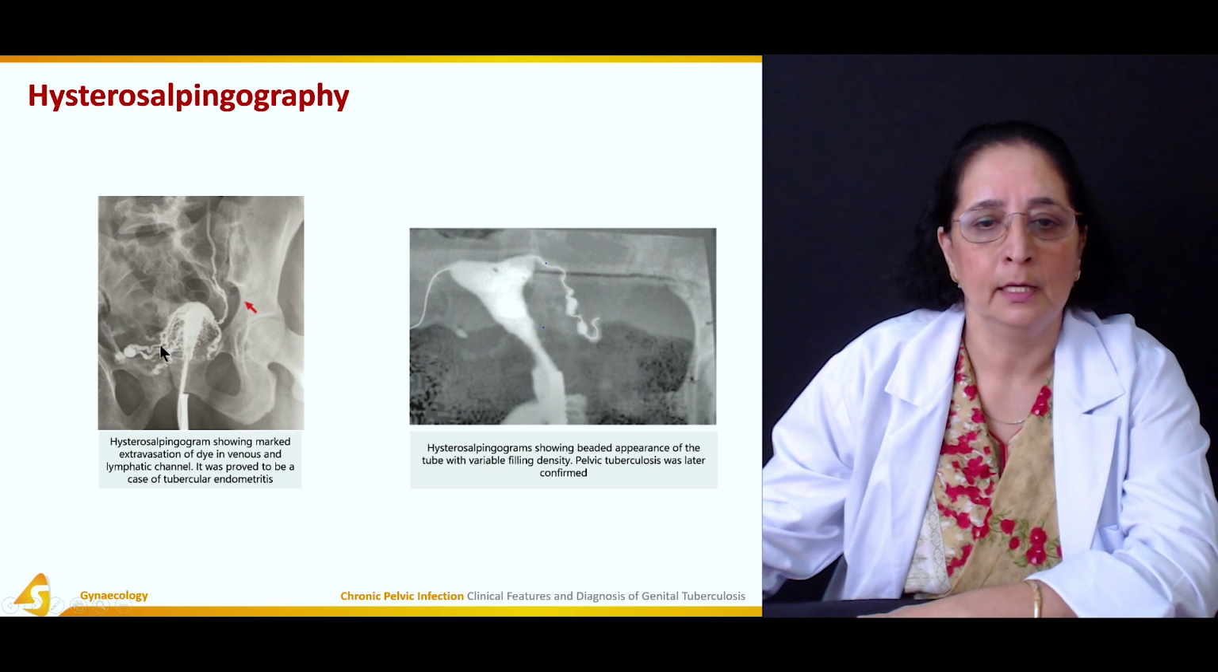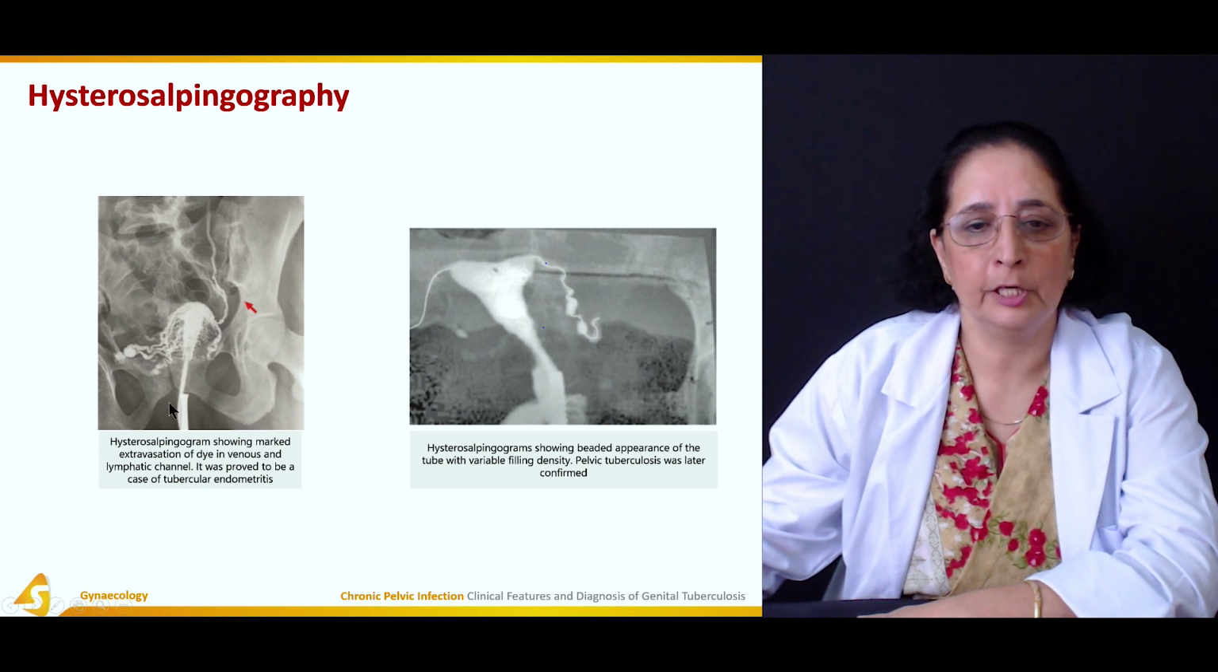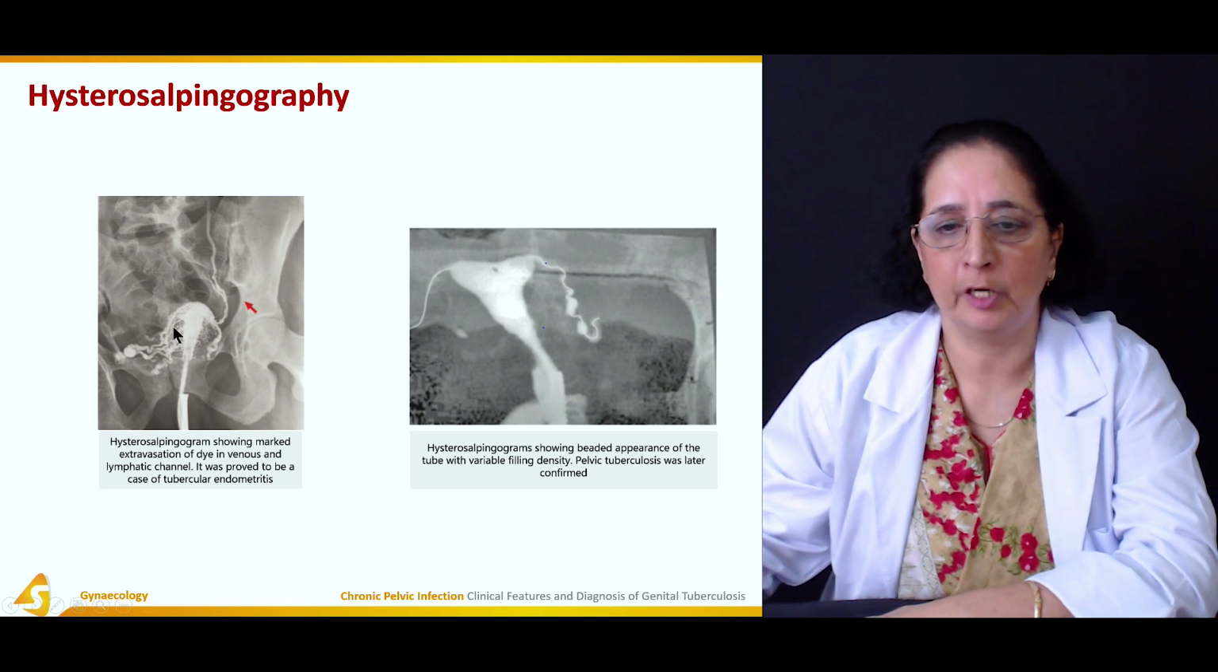Here you can see it's the extravasation. Dye is coming out after the picture is taken. Hysterosalpingogram. This is all the dye coming out. Proved to be a case of tubercular endometritis. This is the picture of tubercular endometritis.